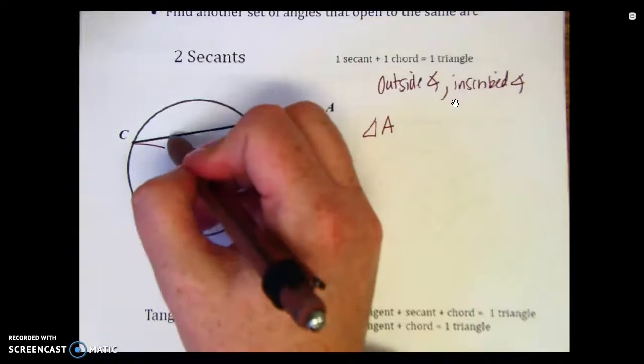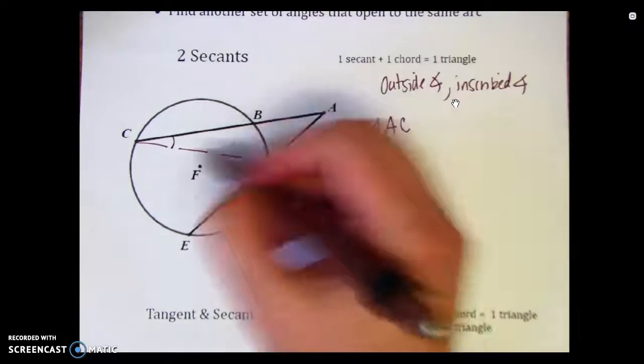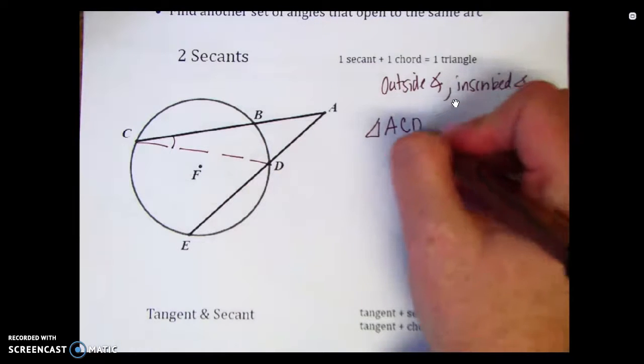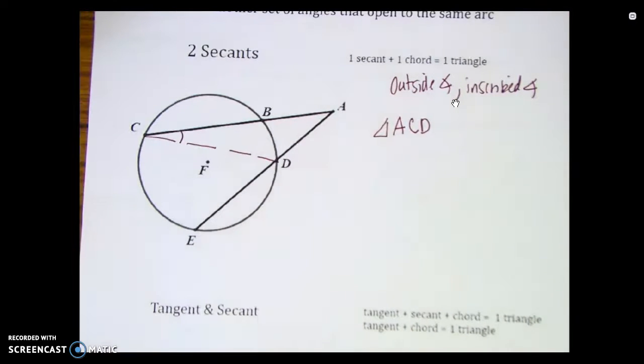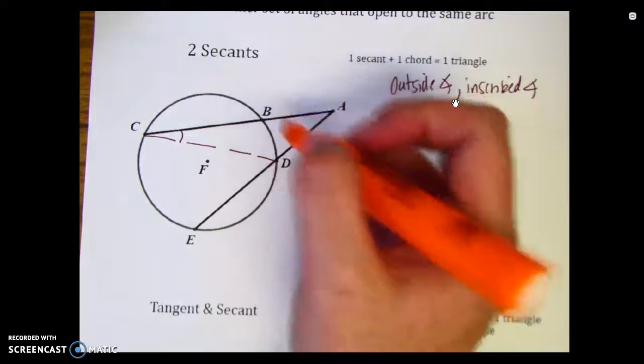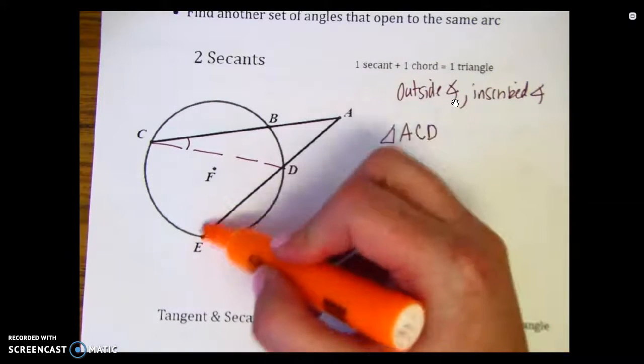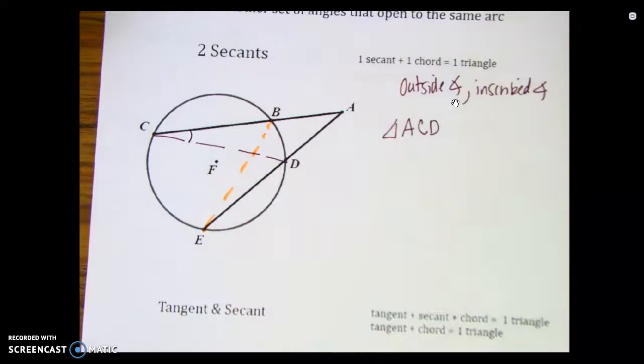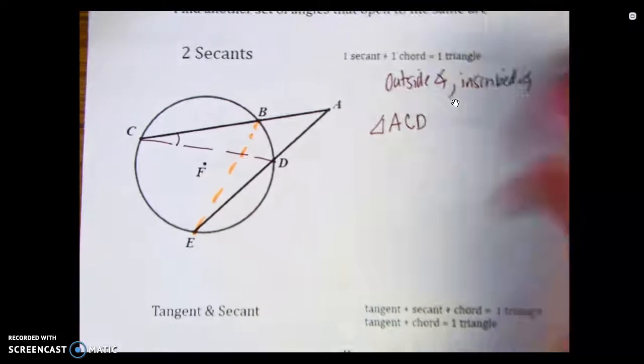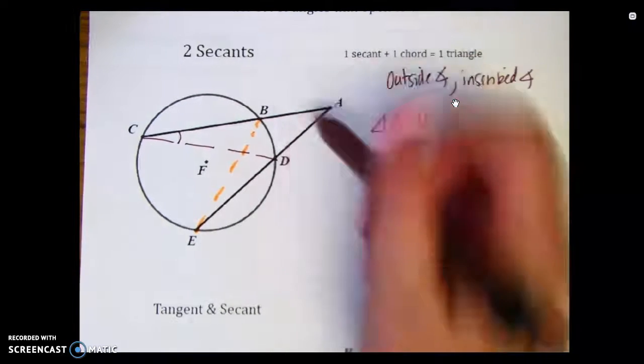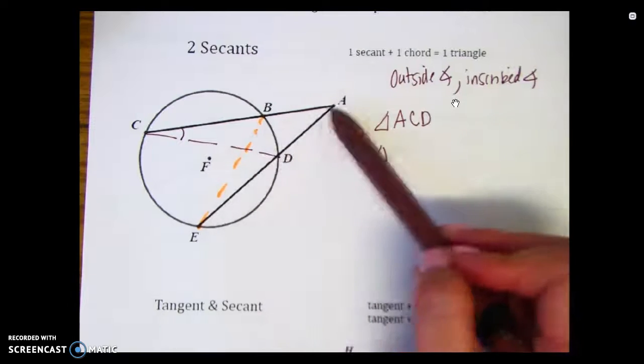My inscribed angle is C. And then the third angle in this triangle is D. Then I go and I connect the other end of the other secant to the chord. So now I'm still looking at the same triangle here.